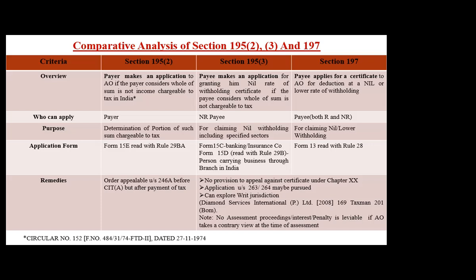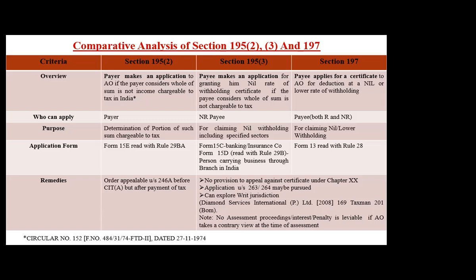So coming to 195 subsection 2 and 3. 195(2) is basically where the payer makes an application to the AO saying he is unable to determine what portion or what income element is embedded in the sum chargeable to tax. So he goes to the AO, requests him to kindly determine that portion and issue a certificate.